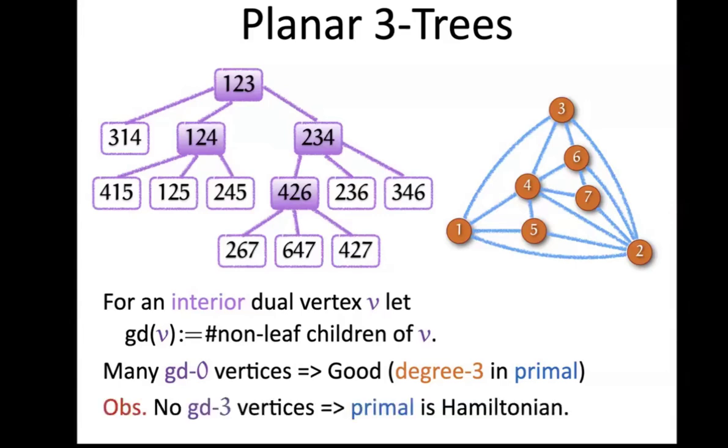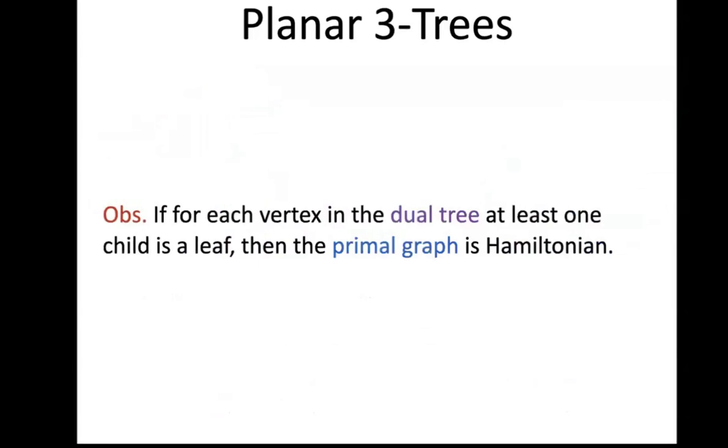And the other one is, if we have absolutely no vertices on the other end, like in this example, we have no vertex with a grand degree of 0, then we can actually show that the primal graph must be Hamiltonian, so we don't need any biarc at all. So let me very briefly tell you why. That's very nice and very easy to see.